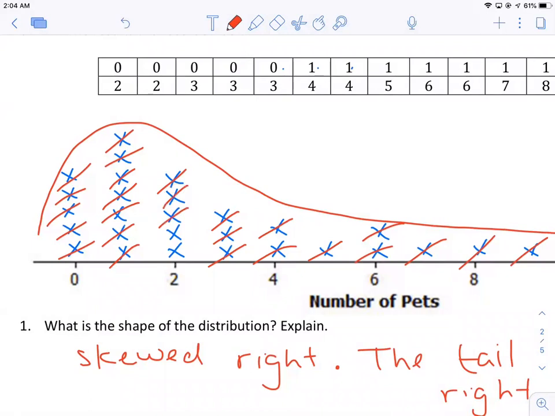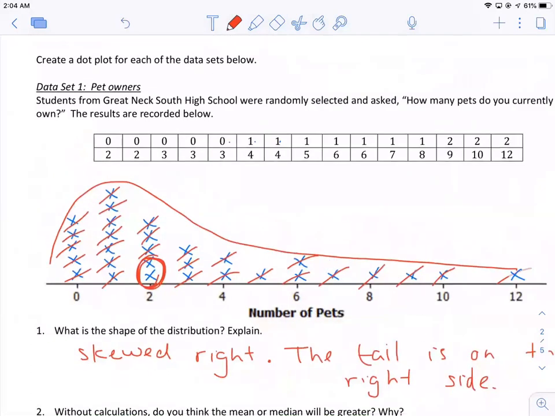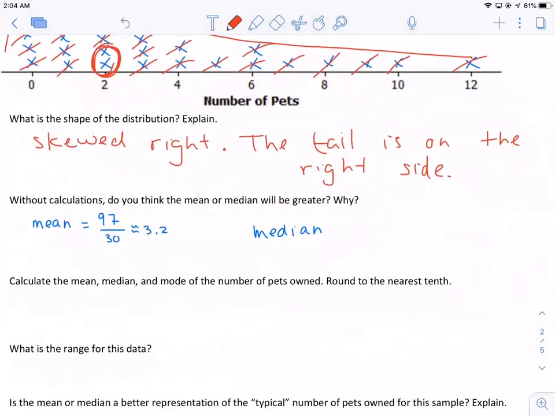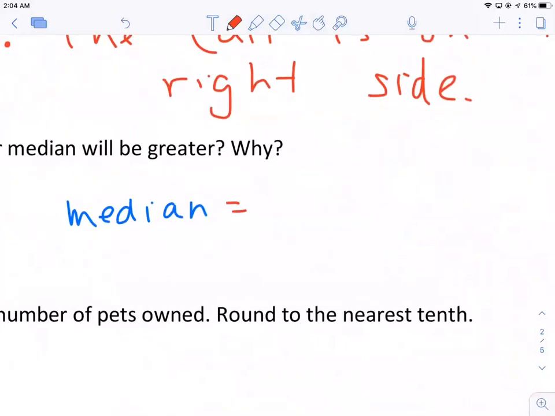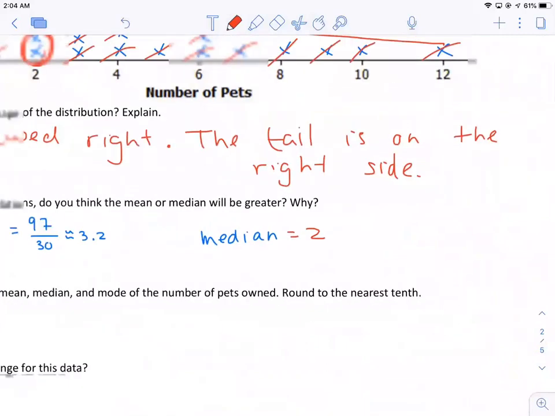So I'm crossing two at a time, and we actually have 2 dots remaining in the middle, right? So remember, when we take the median and we have 2 numbers left in the middle, you've got to take the average of those 2 numbers. So of course, the average of 2 and 2 is 2. So the median is 2, right?